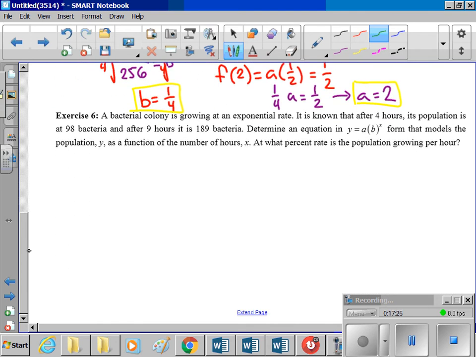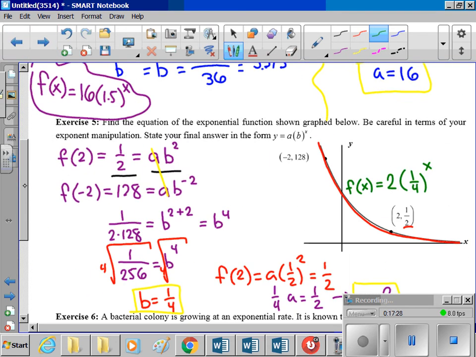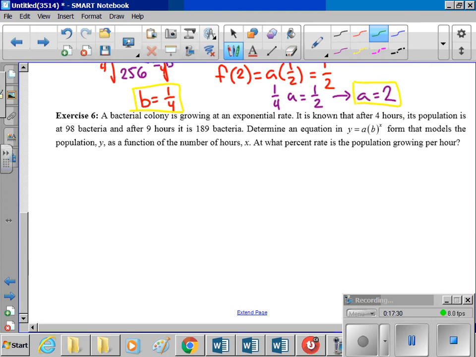I believe this is our last exercise. Yep, it is. Our last exercise, we're going to talk about an application, bacteria. Often living things will grow at exponential rates, which is why bacteria are sometimes so dangerous, because exponents grow very, very quickly. So we know that after 4 hours, all right, time equals 4, the population is 98. And after 9 hours, do a different color because it's a different point, it's 189 bacteria.